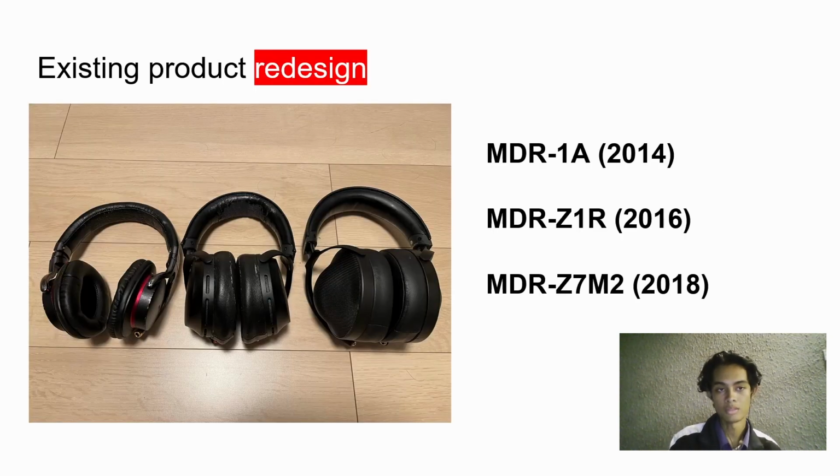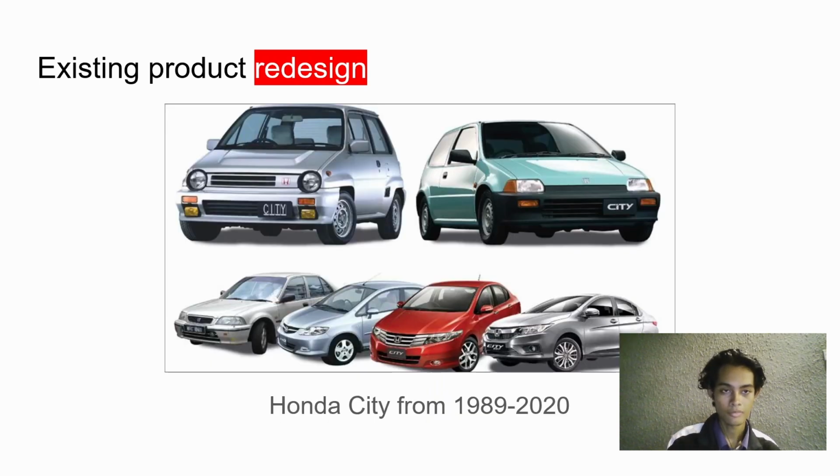This will be the example of existing product redesign. As you can see, this is a Sony headphones, the MDR-1A, from 2014 all the way to 2018. As you can see, the ear cup got bigger to make it more comfortable, and the bridge between the headphones also got a lot thicker to make it more comfortable on your head. The next example is for Honda City from 1989 to 2020. As you can see, this car has been redesigned many times.